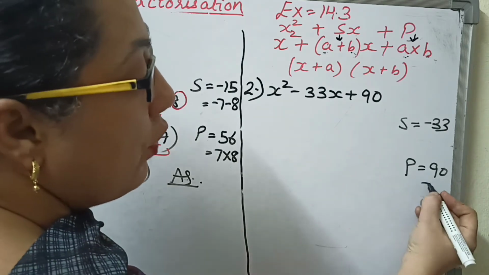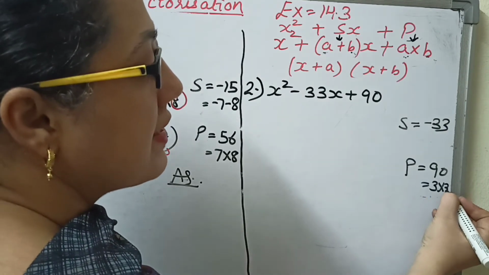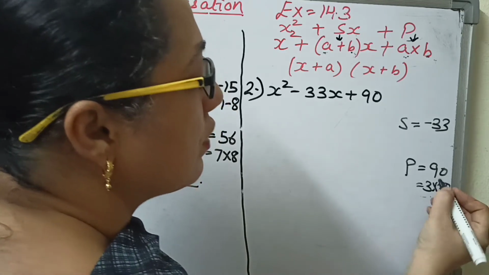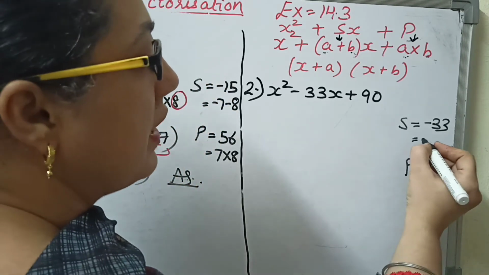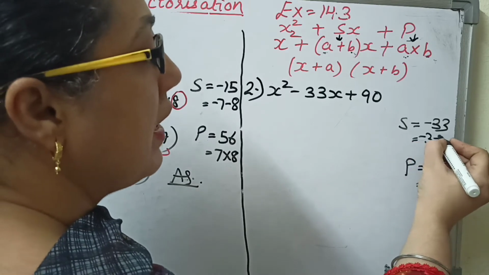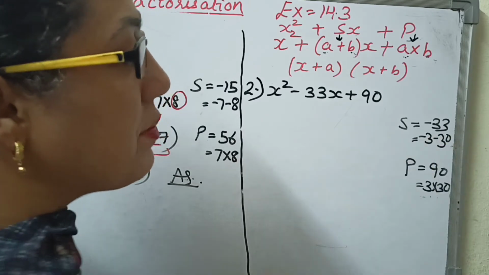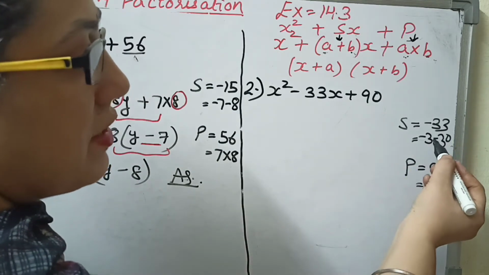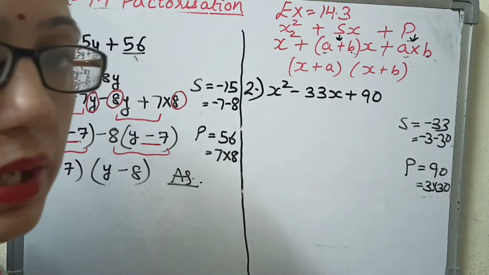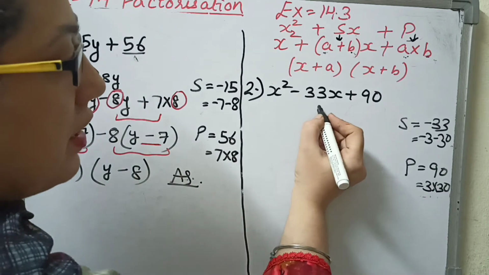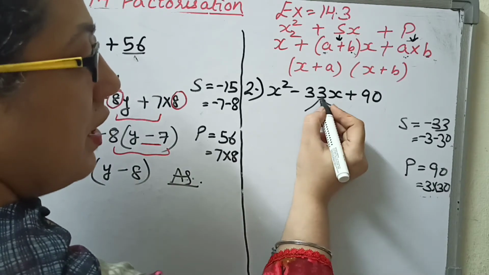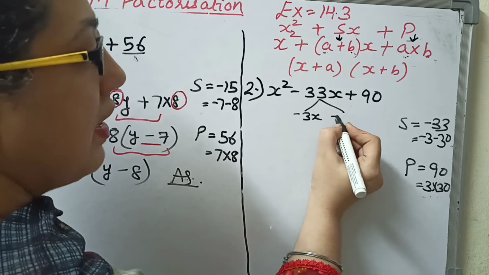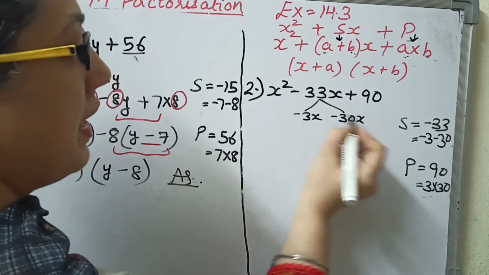You know, 3 into 30 is 90. So I can write 90 as 3 into 30. And minus 33 can be written as minus 3 minus 30. You know, minus minus is plus, and we always put the sign of the greater term. So, minus 33 is equal to minus 3 minus 30. Now again split the middle term into factors, that is minus 3x and minus 30x.